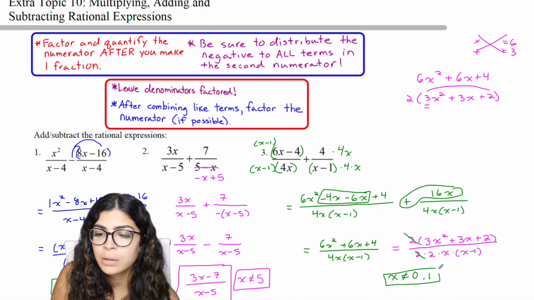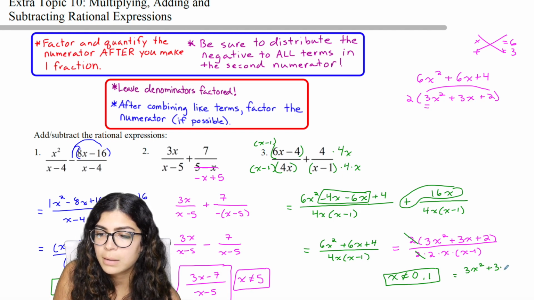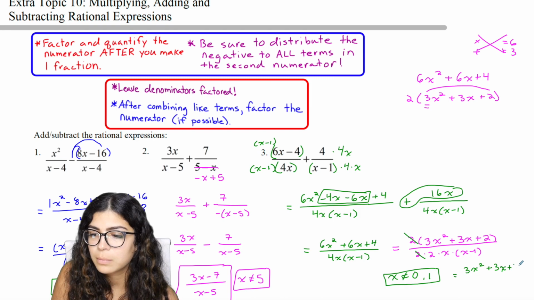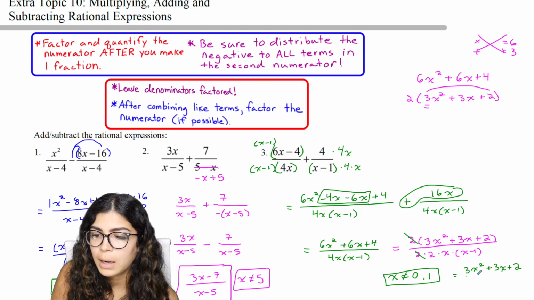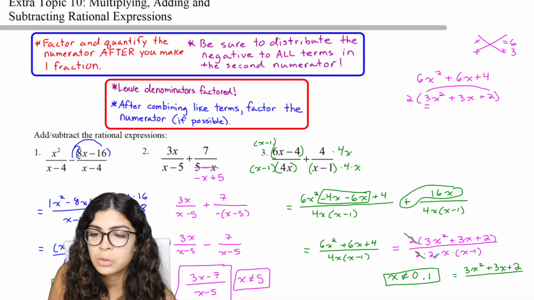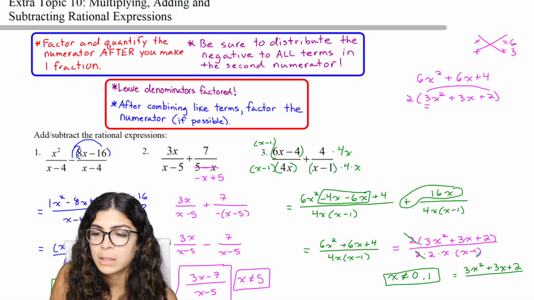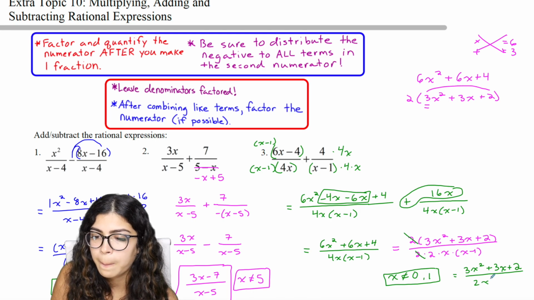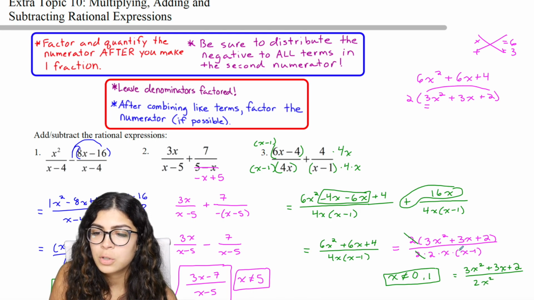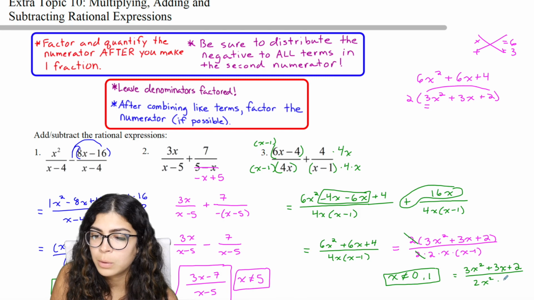And then the numerator would simplify to just 3x squared plus 3x plus 2. And the denominator would be 2x times x minus 1. So 2x times x would be 2x squared, and then 2x times negative 1 would be negative 2x. And that would be our final answer.